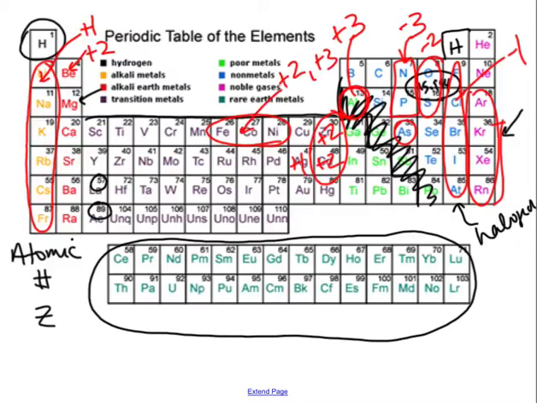+2 and +3. Iron, cobalt, nickel are +2 or +3. I'm not going to do all of the transition metals. That would be crazy. Copper is +1 and +2. Iron, cobalt, nickel is 2, 3. Copper is +1, +2.